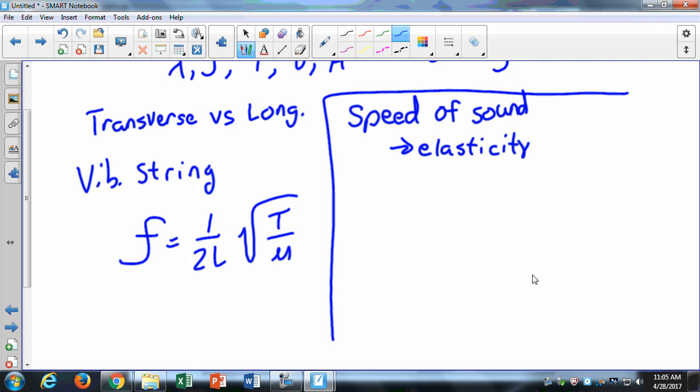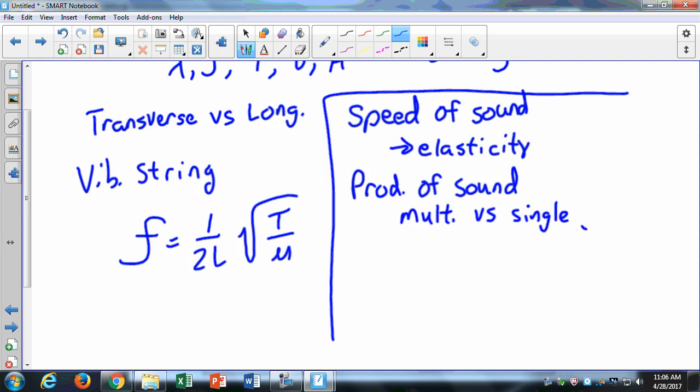The production of sound. This was sort of just getting into the idea that you have multiple frequencies added up in sound waves. Multiple versus single frequencies. A single frequency would look like this. A multiple frequency would have a much more complicated waveform. If you've ever used anything like Audacity, where you actually see the waveform of the sound wave, you know that those are very complicated waveforms.